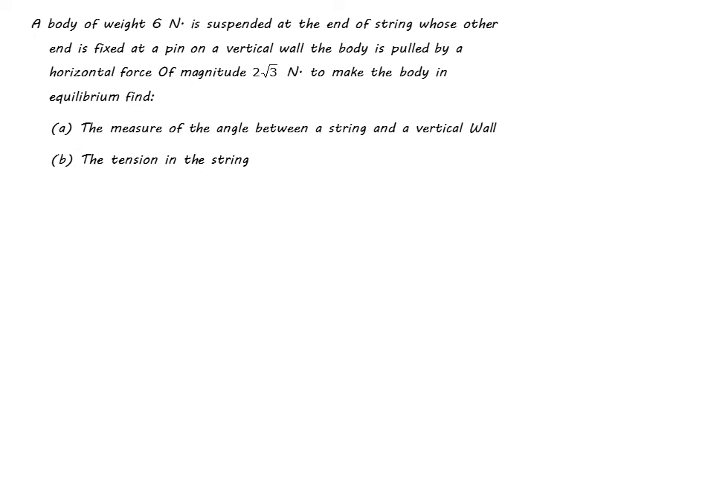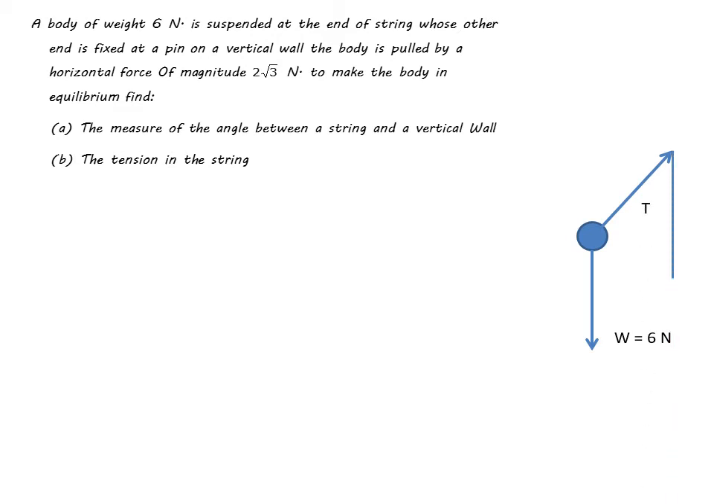Body of weight 60 newtons suspended at the end of a string whose other end is fixed at a pin on a vertical wall. First we have a body. The first force, the weight of the body, vertically down, equals 60 newton. Then this body is suspended by a string. We have the second force, the tension in this string, and the other end fixed at a vertical wall.